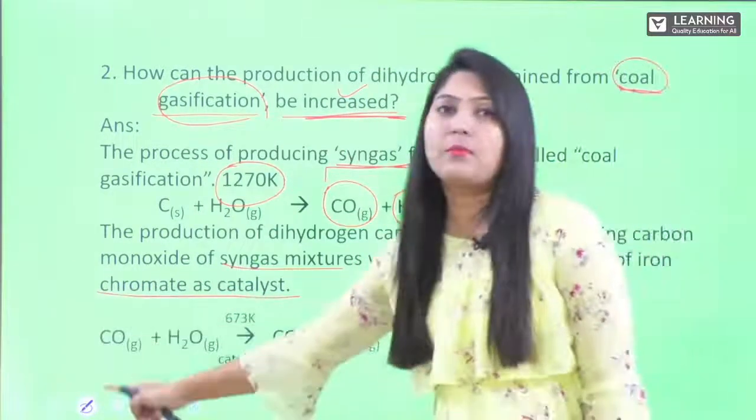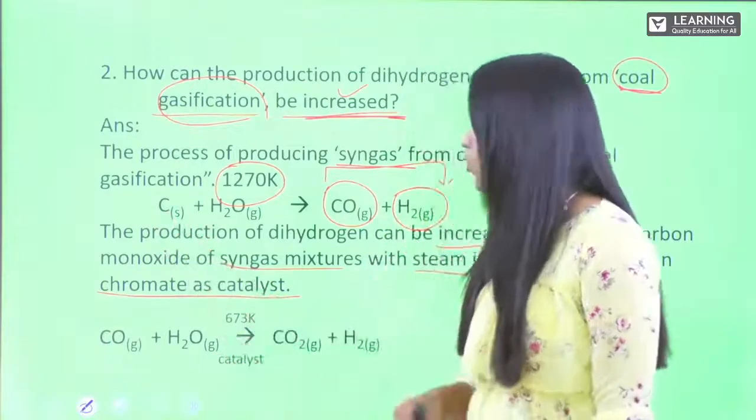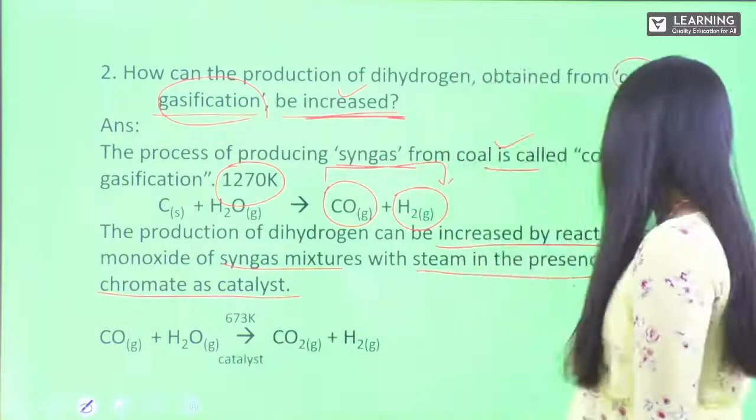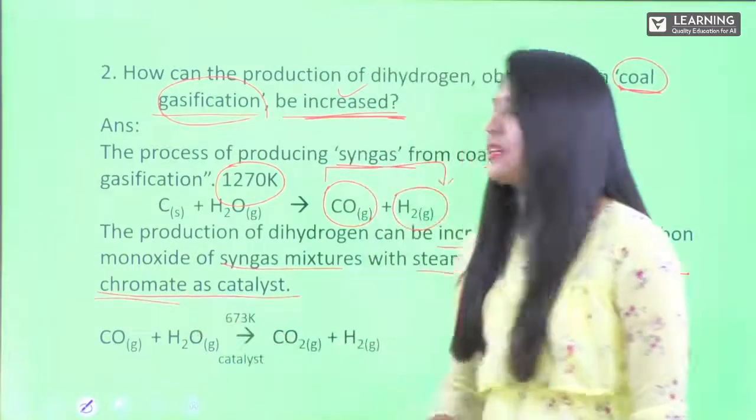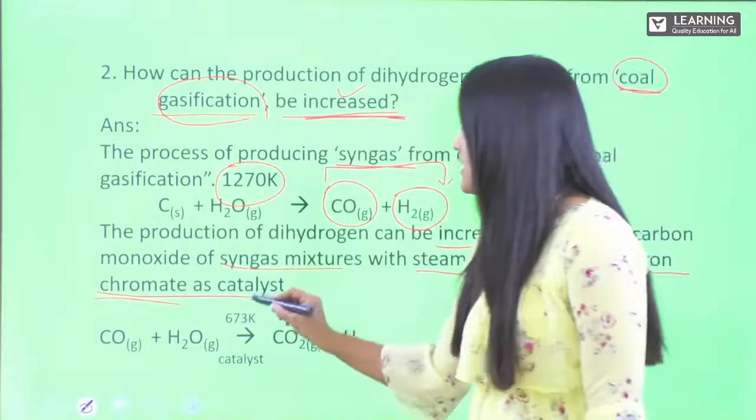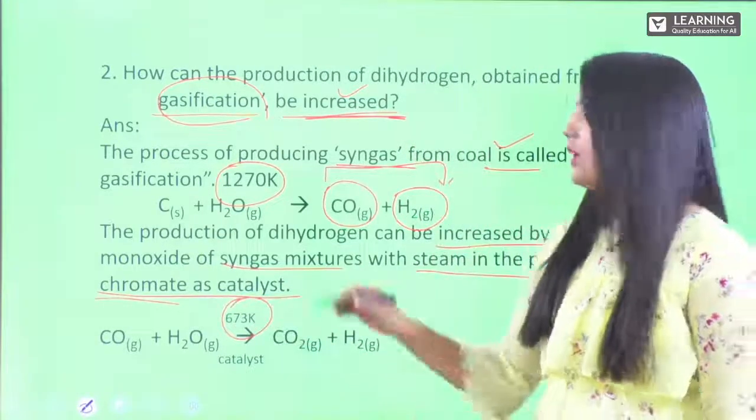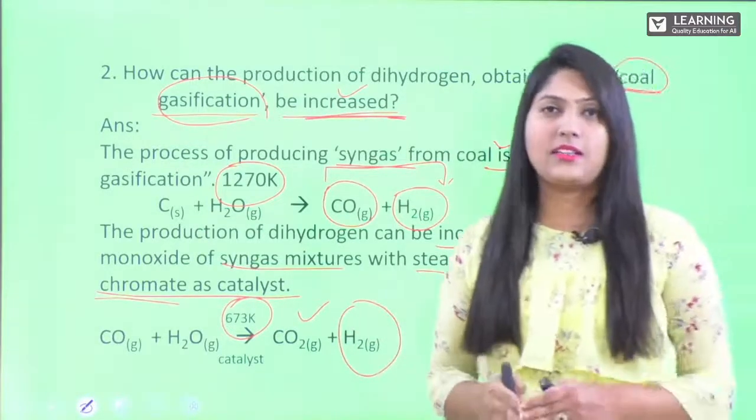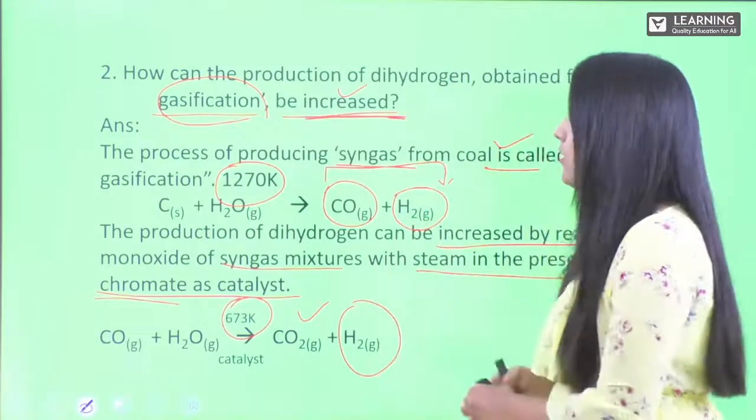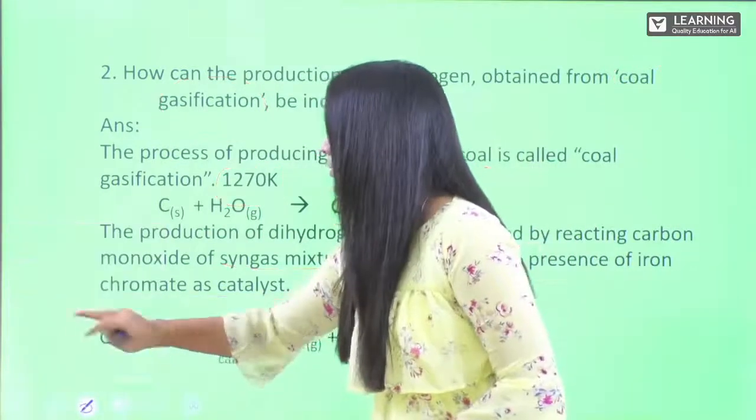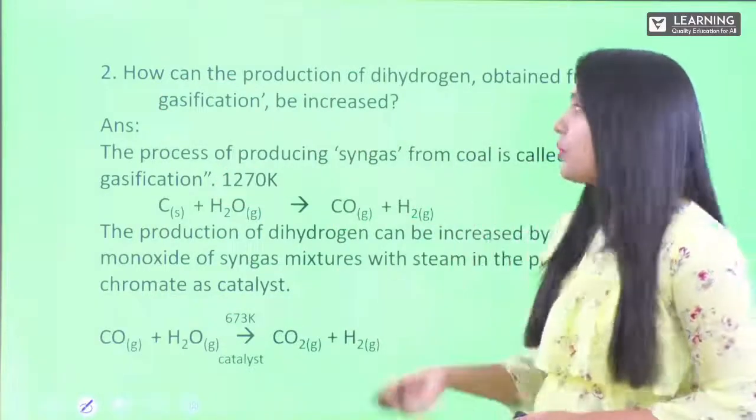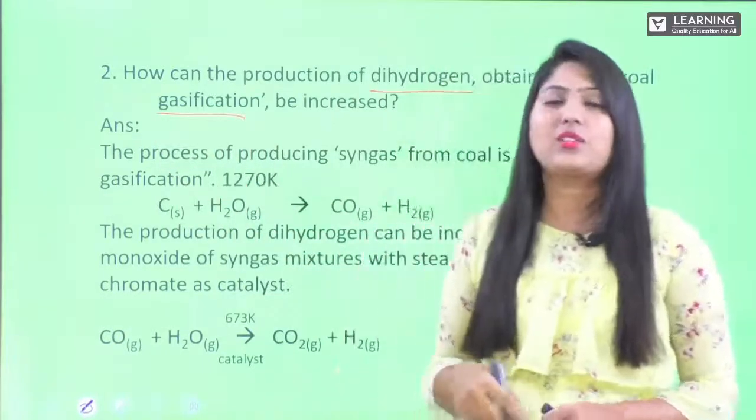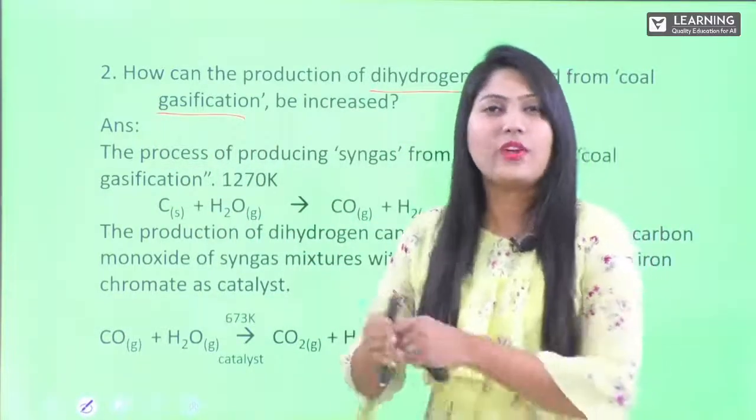You can see carbon monoxide reacting with water in presence of a catalyst. What is the catalyst we are using? Iron chromate. Iron chromate is the catalyst which we are using here at 673 Kelvin. That produces carbon dioxide and hydrogen gas. Hope you are understanding this question, students. I will just repeat: when they ask you how you can produce dihydrogen which is obtained from coal gasification, and how you can increase the yield of dihydrogen?